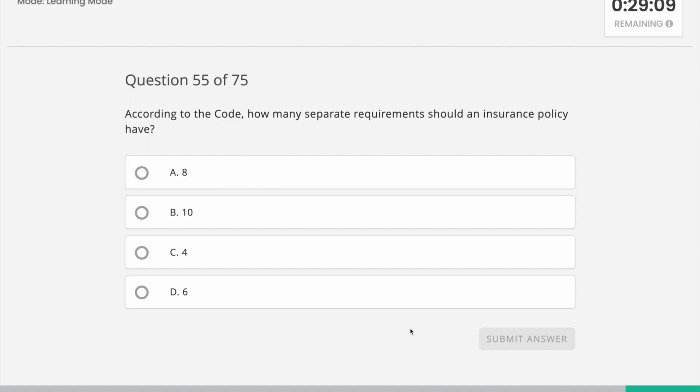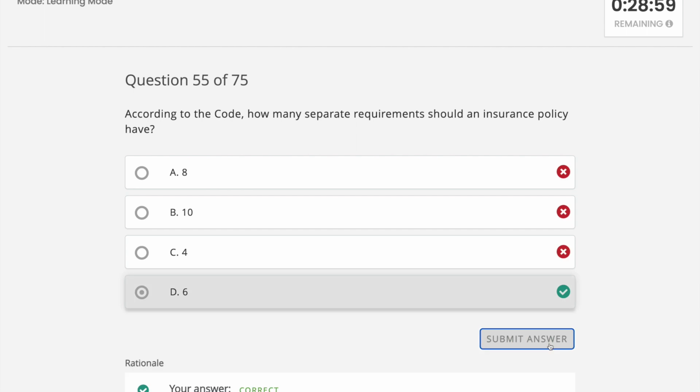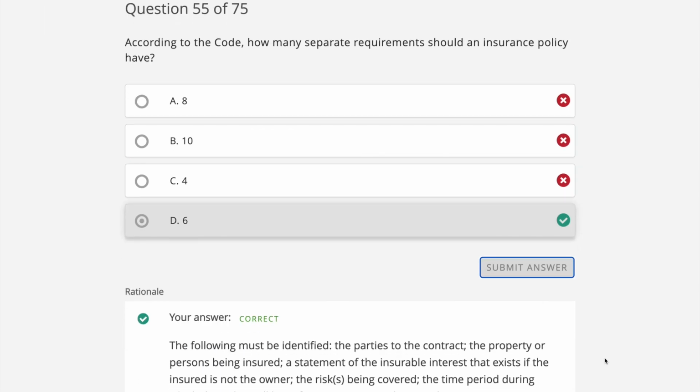According to the code, how many separate requirements should an insurance policy have? Sheesh. It's 4 or 6. I'm going to go with 6. I don't know. There it is.